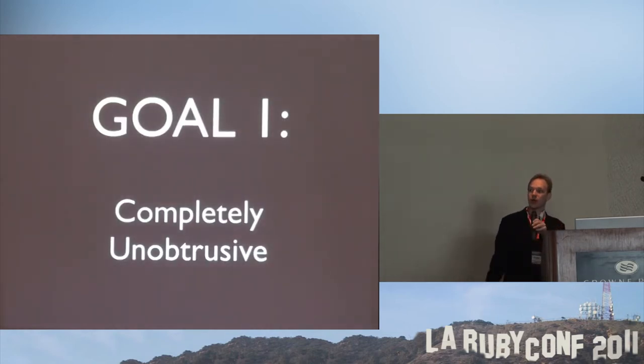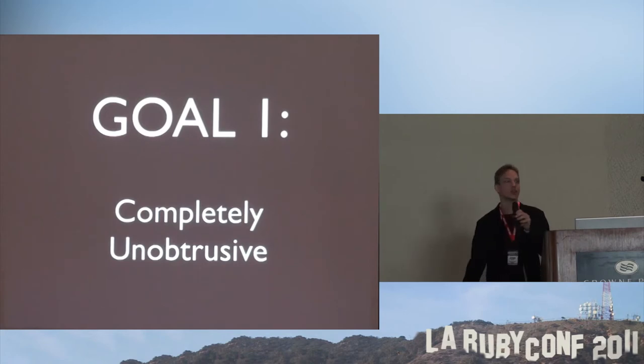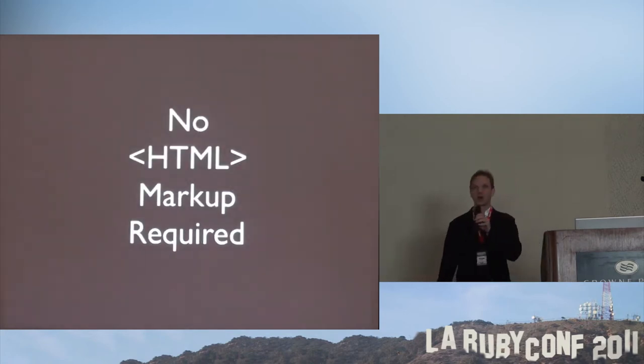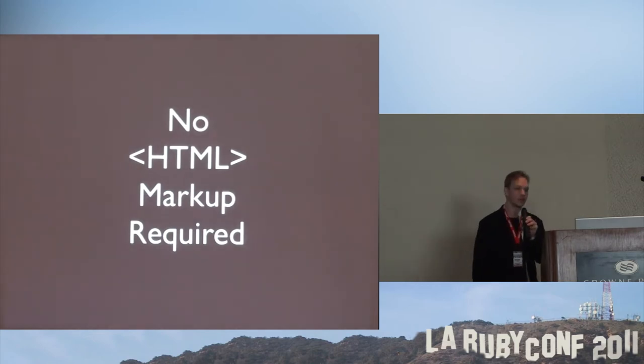So when you're working in Rails, Rails 3 is a big improvement in unobtrusive JavaScript over Rails 2, but with NinjaScript you can make it better. You can do completely semantic HTML sites with no markup required for all of your JavaScript behaviors.